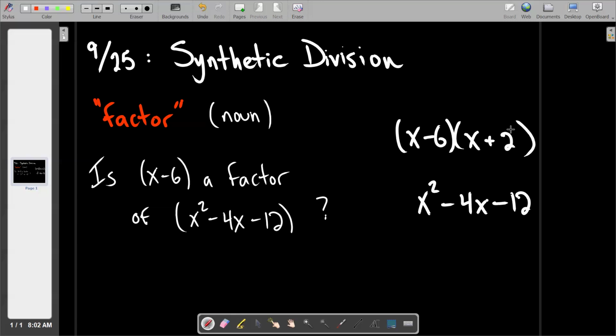When this becomes more difficult, and where today's lesson becomes essential, is when someone asks a bigger question, like, is x plus 3 a factor of 4x to the fourth minus 5x to the third plus 6x squared minus 9? You're like, how am I supposed to know that? And that's where today's skill called synthetic division comes into play. Synthetic division is a way for us to check to see if a polynomial is a factor of a larger polynomial. And now I'm going to show you how this works.